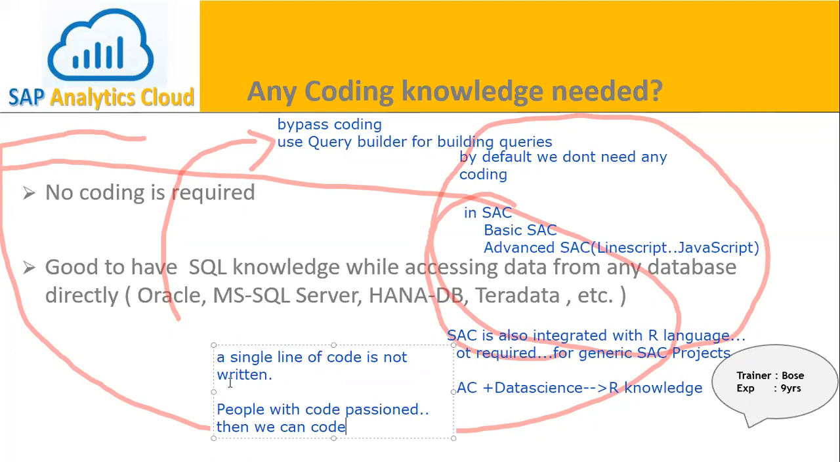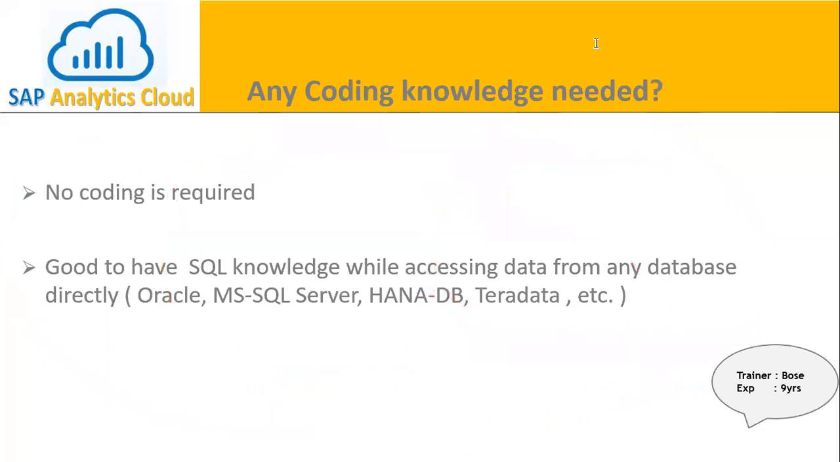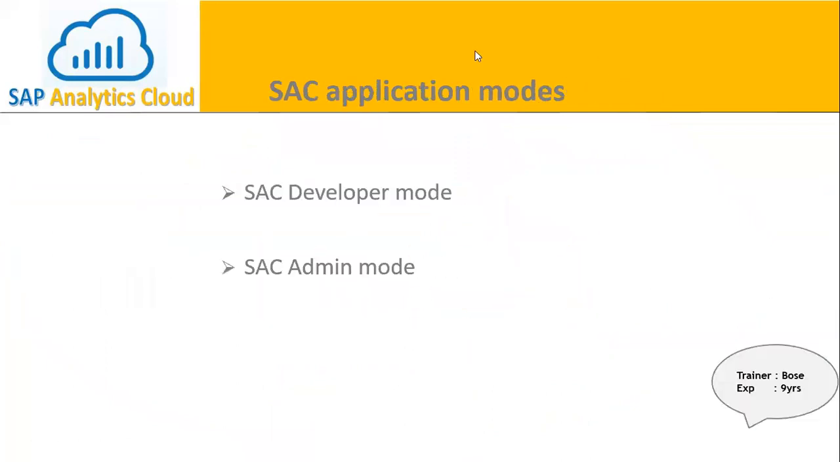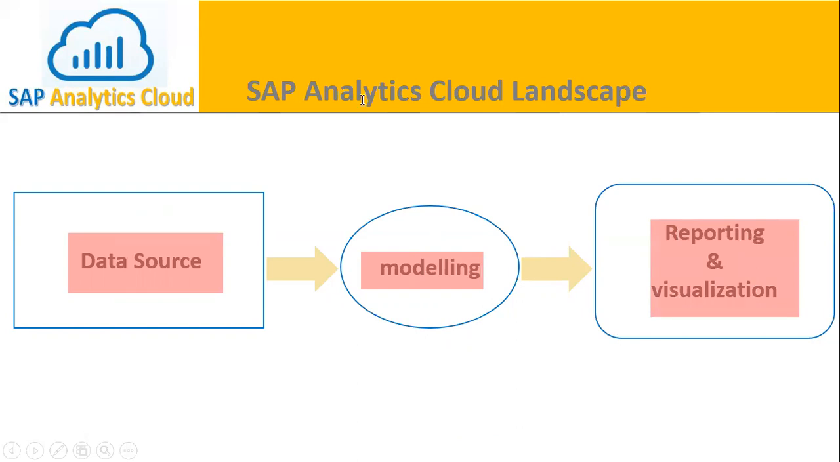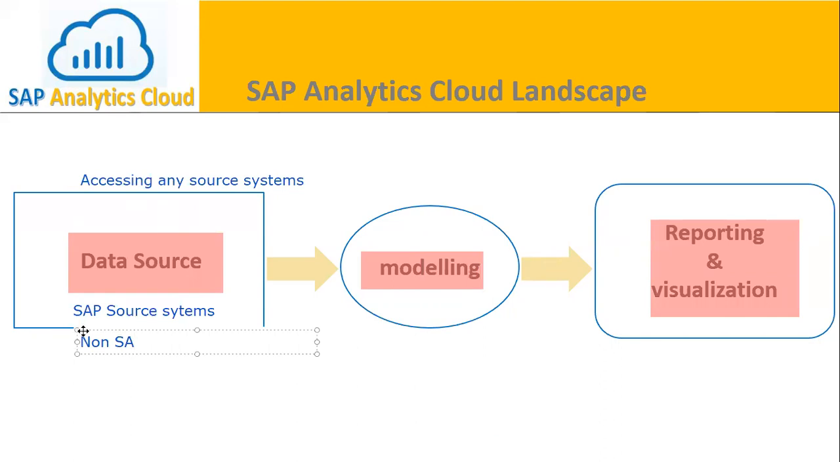Okay. Thanks. So next thing, let's see how the landscape has been. The landscape of SAP Analytics Cloud is a combination of three different components: data source component, modeling component, and reporting and visualization component. What exactly is this? Data source means accessing any source systems. Which source systems does SAP Analytics Cloud support? It supports SAP source systems, and it also supports non-SAP source systems.